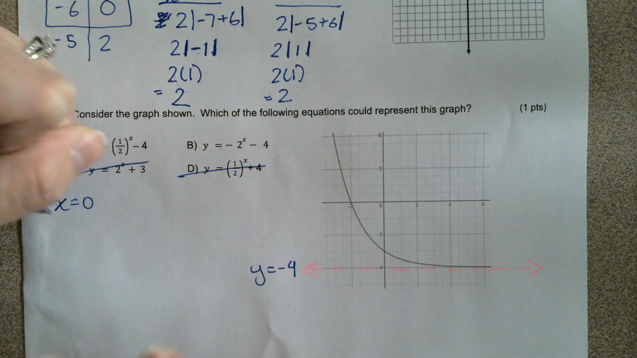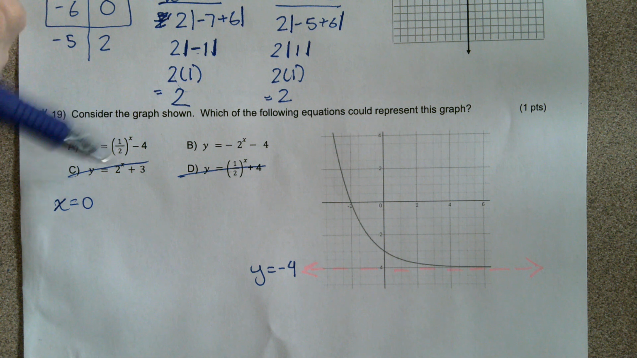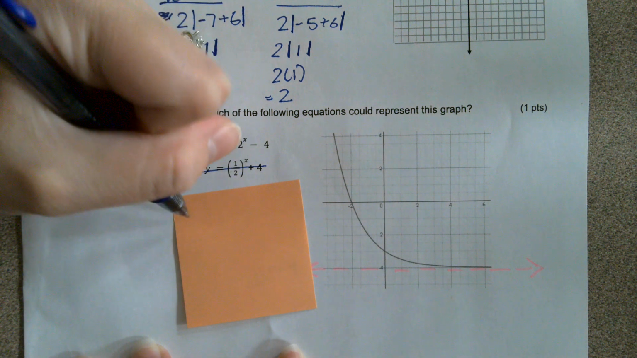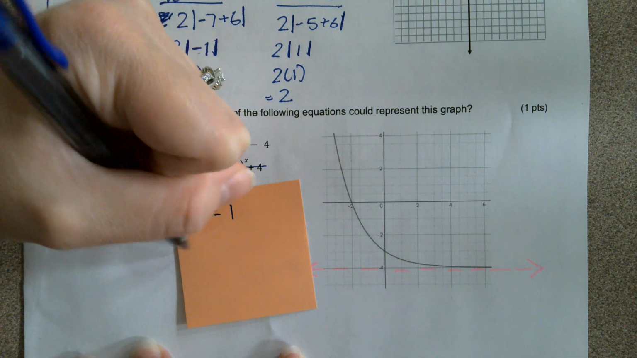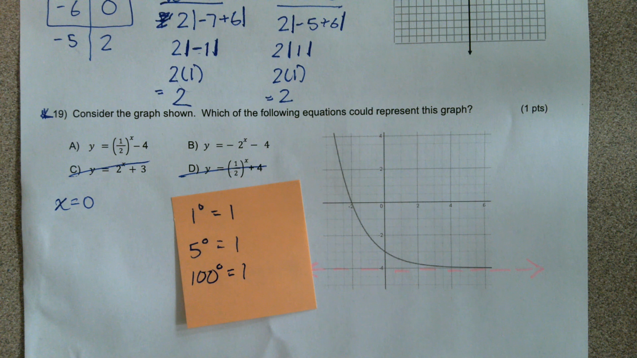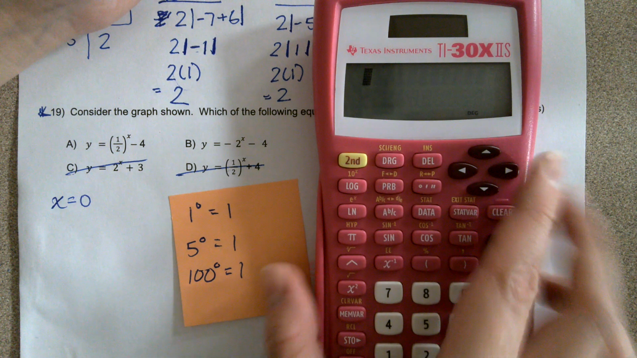I will caution you on this. Remember, when you plug in a 0 to an exponent, any number to 0 power is 1. So let's review that really quickly. If I have 1 to the 0, it's 1. If I have 5 to the 0, it's 1. If I have 100 to the 0, it's 1. You get the idea. Just to make sure you really understand it, I will show you what this looks like in the calculator, which is something you can do as well, if you don't believe me. Or if you get to test day and you forget what it is, this is an easy way.